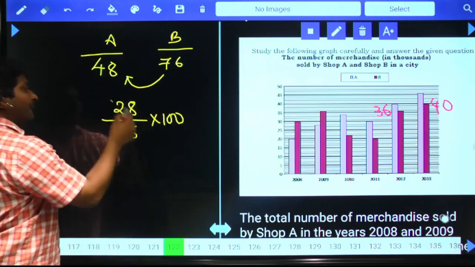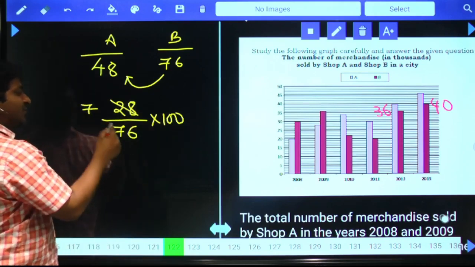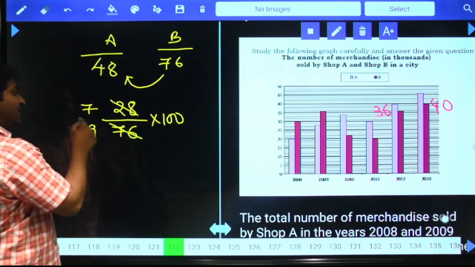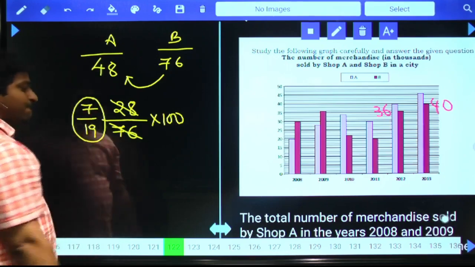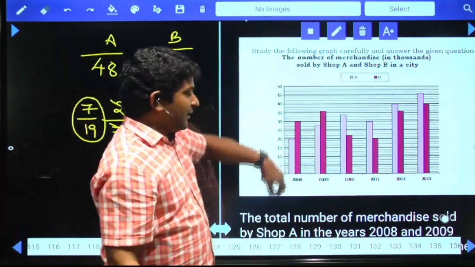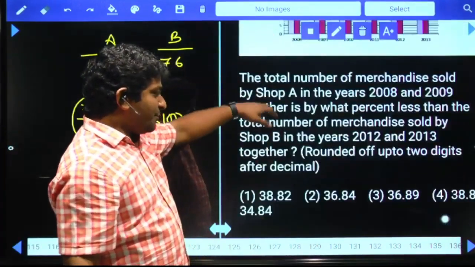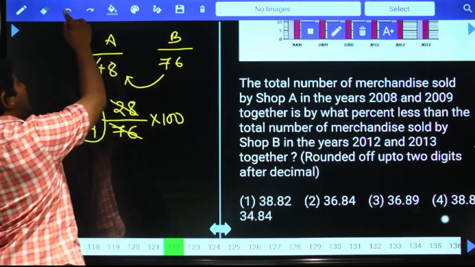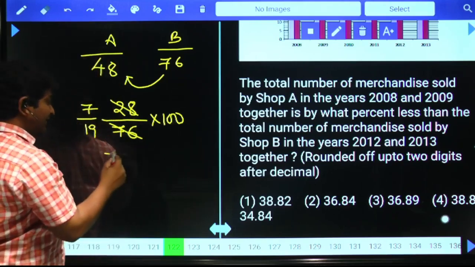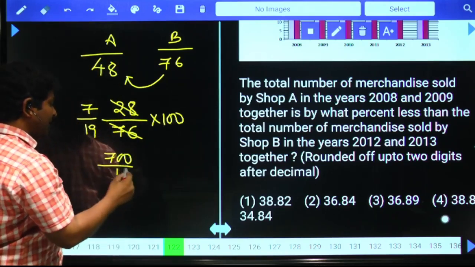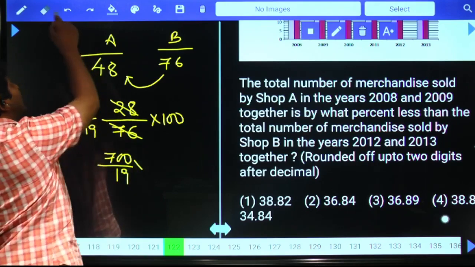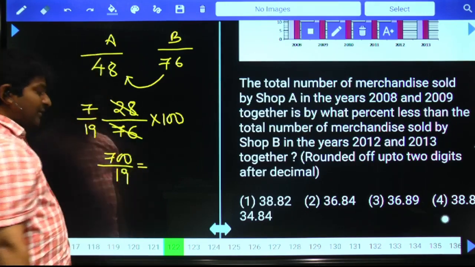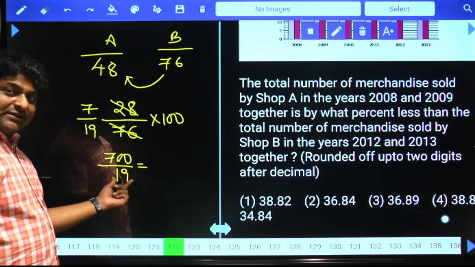Now 4/7 times 4/19, that is 7 by 19 into 100. Now look at your options. Options are very close to each other, hence let's do it. 700 by 19, 700 by 19 percentage. This is equal to how much? Approximately let's treat it as 20.